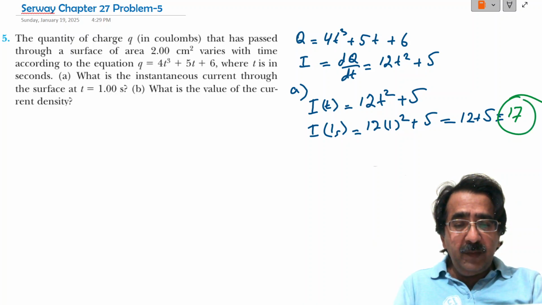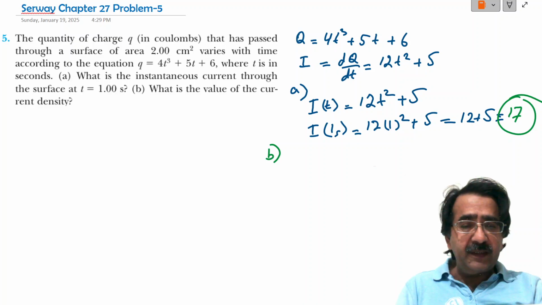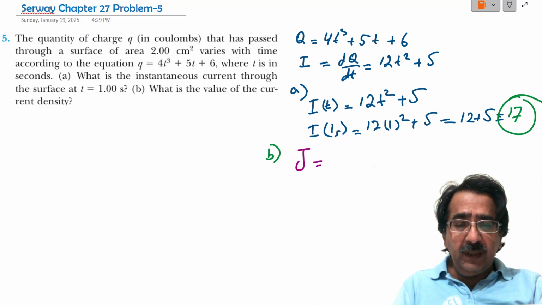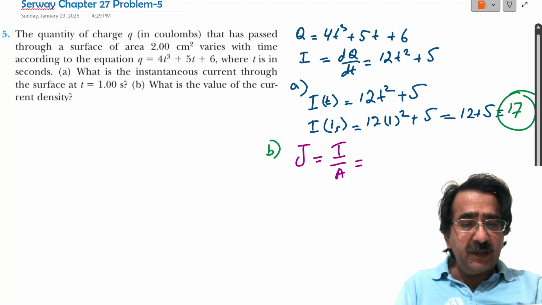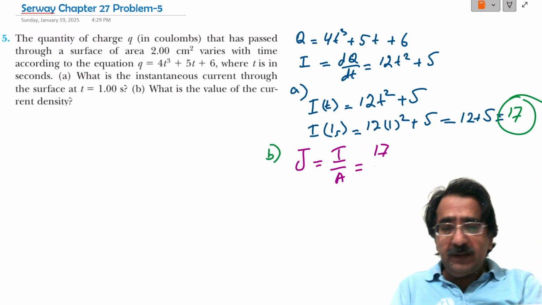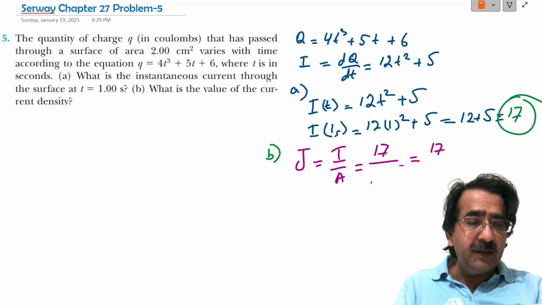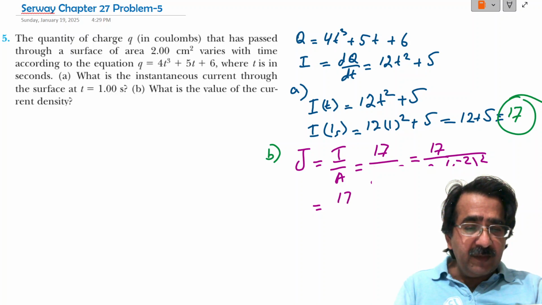Okay, the B part: what is the value of current density? The current density is represented by J, and that is always I over A. I is given as 17, and the surface area A is 2 centimeter squared. You may say 17 over 2 multiplied by 10 raised to the power minus 2, squared, that will become 17.